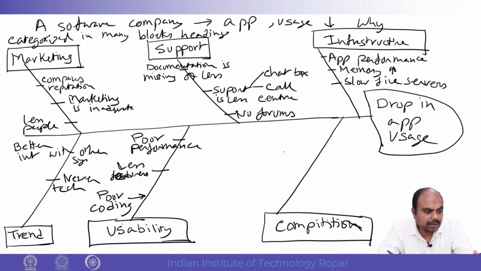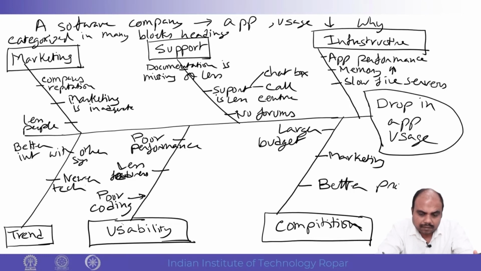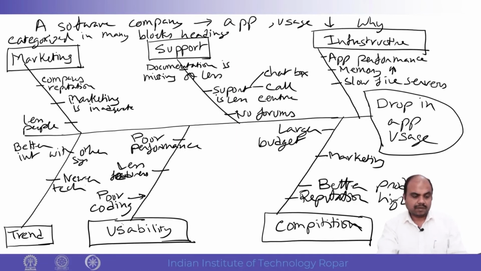In competition, they are telling other competitors have a larger budget, and they have more aggressive marketing, and their products are better, and reputation is high. So with all these things we have seen, this is an example of how this analysis has been done.